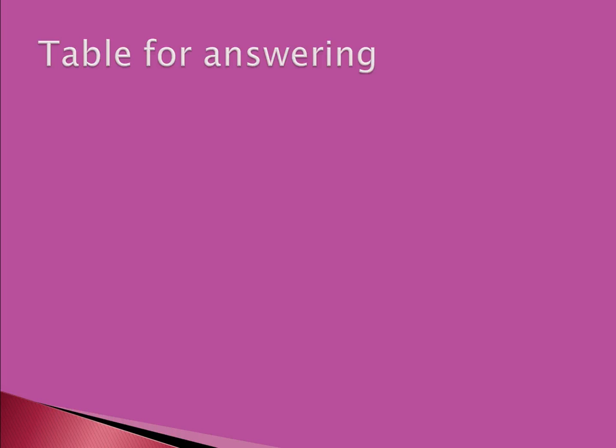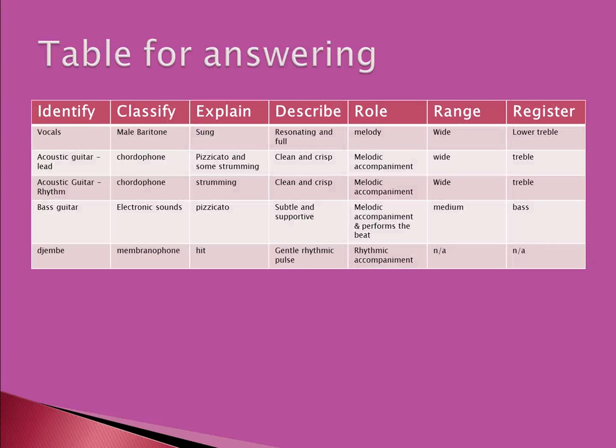Now, another way you can do this is presented in a table. Now you can see in the last bits there's quite a bit there, but your table could look something like this. So you can see each heading up across the top, we've got identify, classify, explain, describe, role, range and register. And there's nothing wrong with doing your answer like this. The only thing I haven't done on this is actually explain what each part actually, like the pizzicato, I haven't explained and supported the terms, only because I haven't got enough room really to do so.